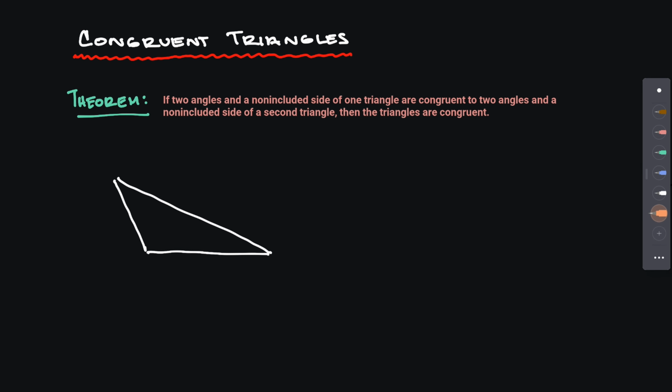And we have another triangle. Let me try to draw it properly. We have another triangle like that. Okay. And maybe this happens. If two angles, this is maybe congruent with this, and this is maybe congruent with this, okay? And so if two angles and a not included side, this side is not included in between these two, and this side is not included on these two, then the two triangles are congruent, okay? The two triangles are congruent.